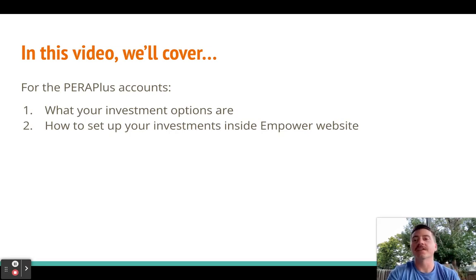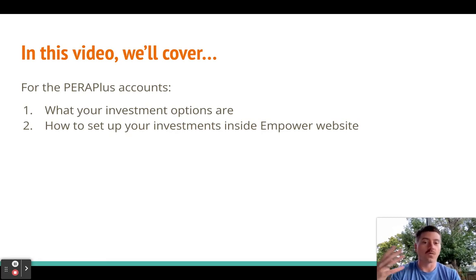Okay, so now you're convinced to open a PERAPlus account, the 401k or the 457b. You want to know what your investment options are and how to set up your investments. Remember, it's not just contributing to these accounts. Once the money's in there, it has to be invested. So you're going to have to set up your investments, and they're going to ask you that when you open it. And anytime once the account's open, you can go in and change. It's your account. You can do what you want with it.